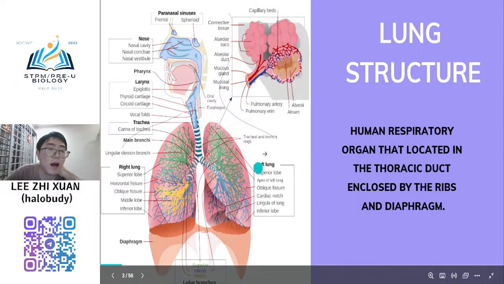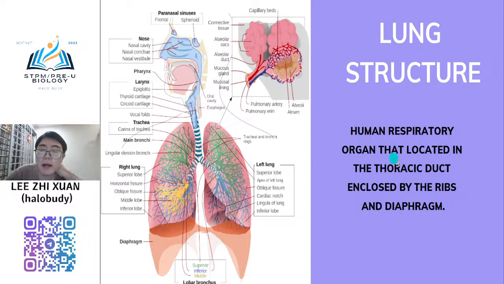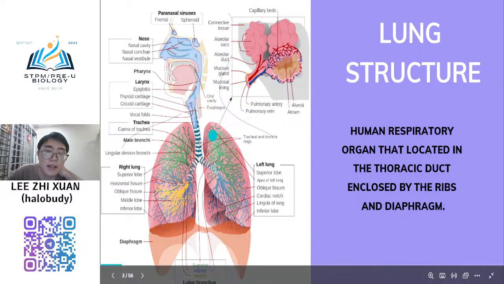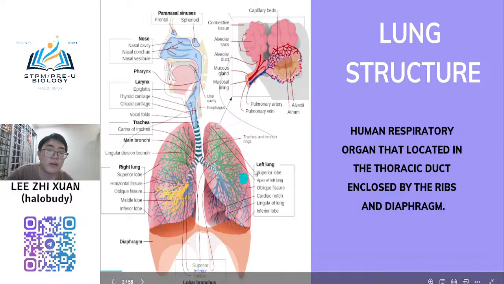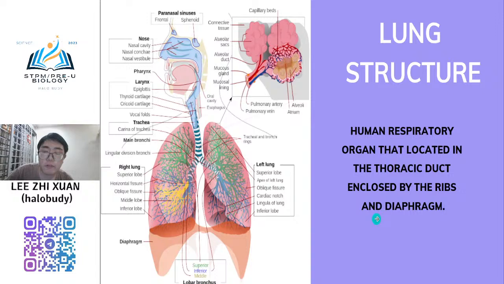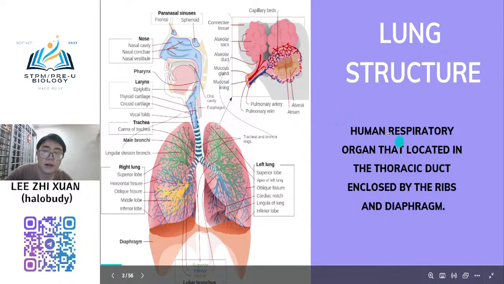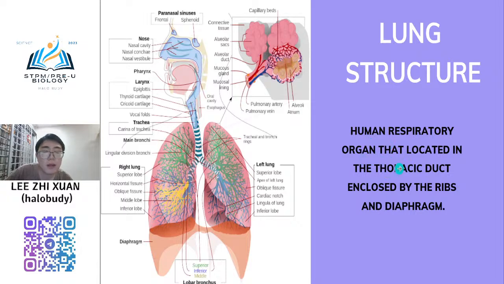So we will see the structures of the human respiratory system one by one. Normally, our lung is one type of organ located in the thoracic cavity that is enclosed by the rib cage and the diaphragm. Meaning that the lung is located in the thoracic cavity of the body, and it is protected by the rib cage and the diaphragm. So you need to know the structure and the location of the lung, and be able to explain it.